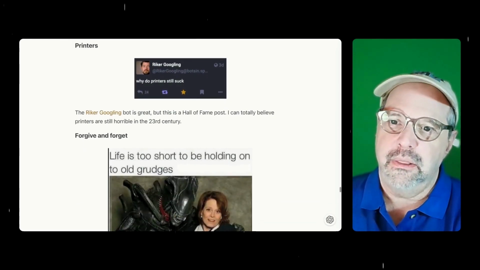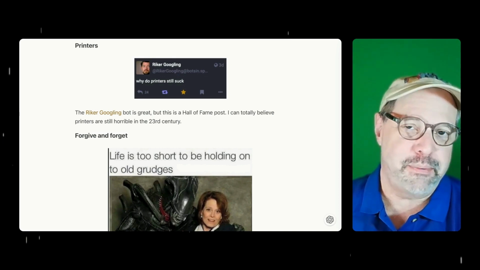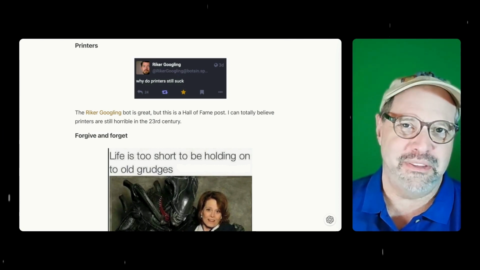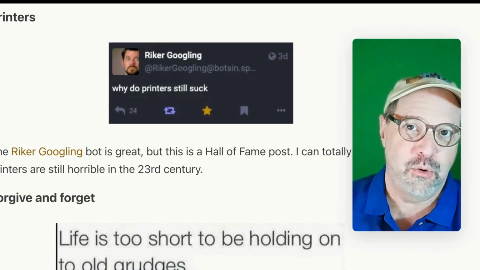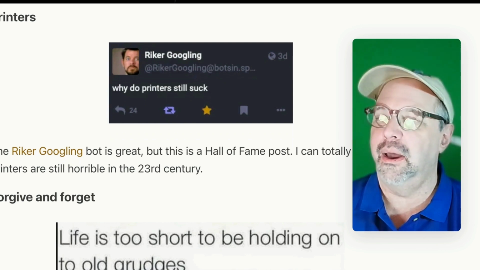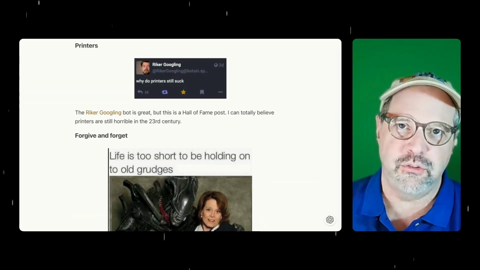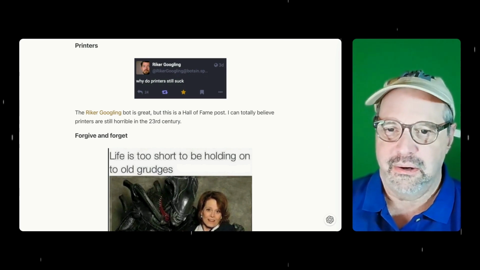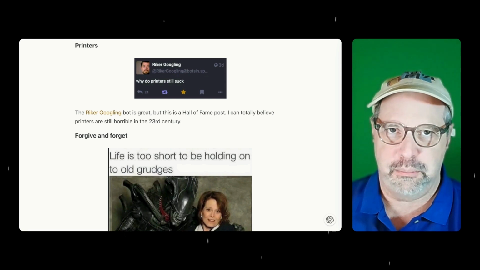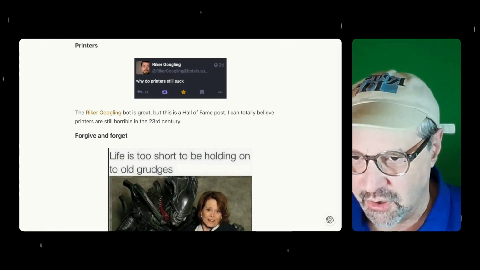Okay, moving on. This one on printers, the Riker Googling Mastodon robot, it's basically a bot that puts in statements that Riker could possibly be Googling. And one was, why do printers still suck? And I'm like, oh yeah, I find it very easy to believe that even in the 23rd century, printers are a mess. You know, they've hard-coded into their business model such deep layers of evil that I don't even want to get started.